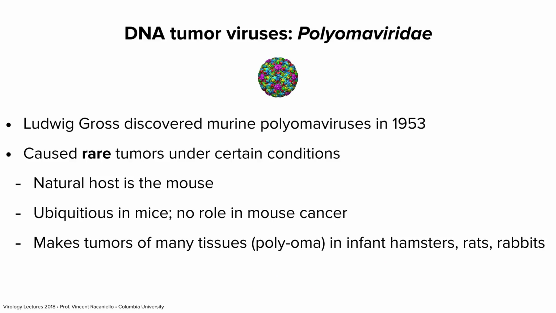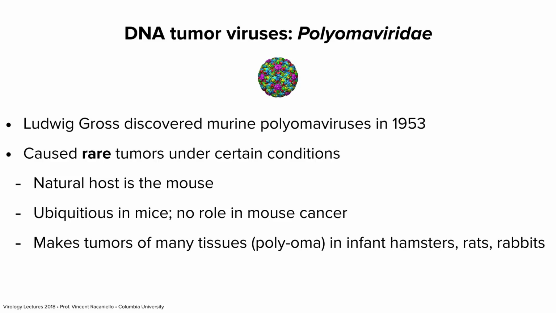Subsequent to that, it was found that a murine polyomavirus could cause tumors under certain conditions. So these viruses are mouse viruses. In mice, they don't cause any cancers. But if you infect hamsters and rats and rabbits, they make tumors in different tissues. And that's why they were called by Ludwig Gross polyomaviruses, because polyoma, many tumors. So a polyomavirus is a small DNA-containing virus. SV40 is a polyomavirus. Papillomaviruses are very similar as well.